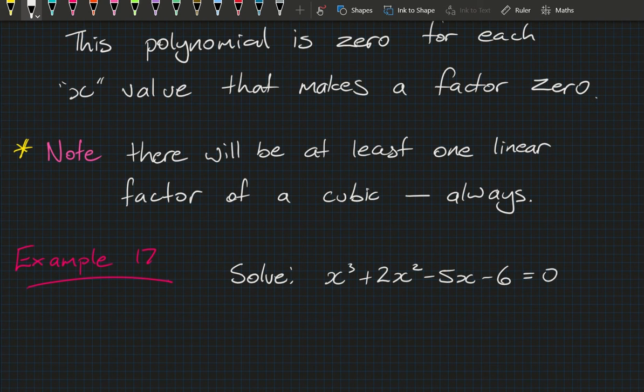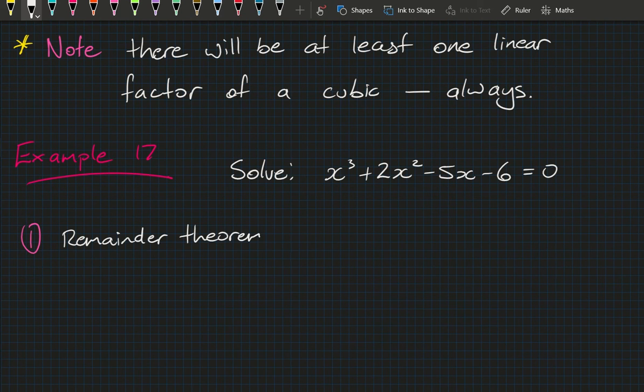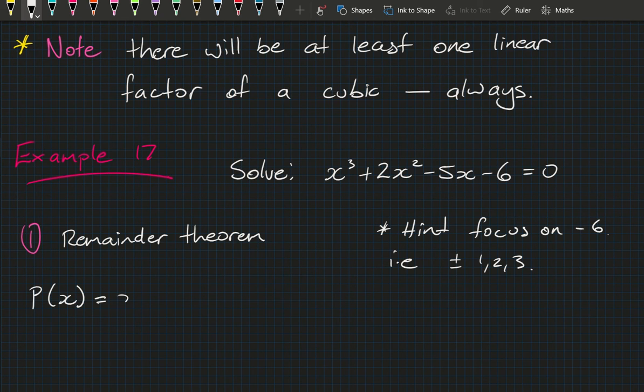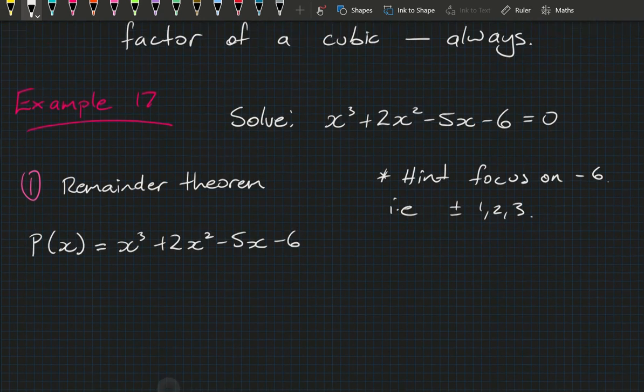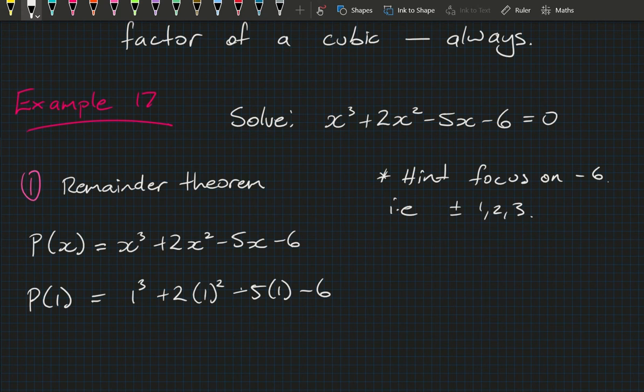6 equals 0. Alright, so step 1 was using the remainder theorem. And my hint for you is to focus on that minus 6. Look for factors of it, i.e. plus or minus 1, 2, or 3. So just quickly write that out in polynomial form. So let's try 1. And 1 plus 2 minus 5 minus 6 is minus 8, which is not 0. Therefore, x minus 1 is not a factor.